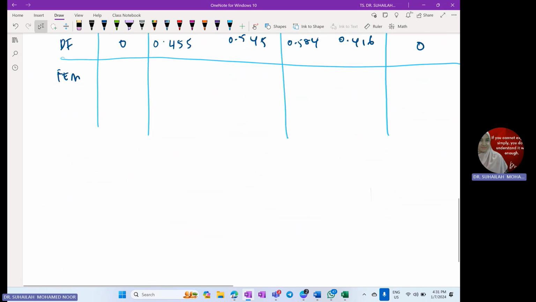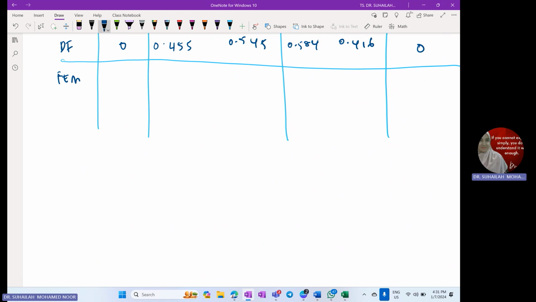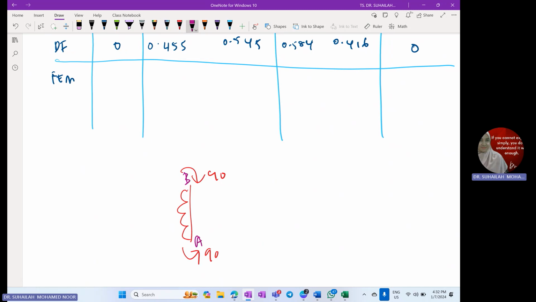Negative or positive? If the loading is like this, the moment will act like this. So both are 90, this is A and this is B. So A is negative. The values are negative 90 and 90, and the rest are 0.